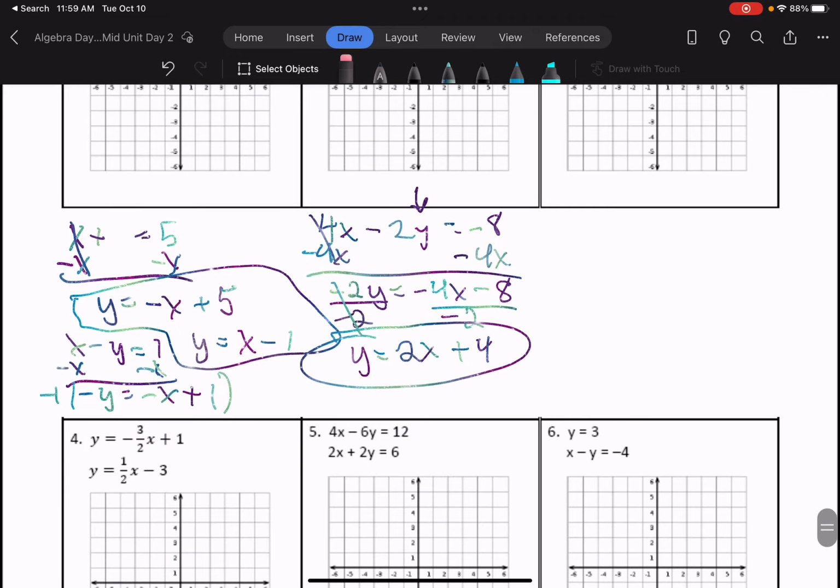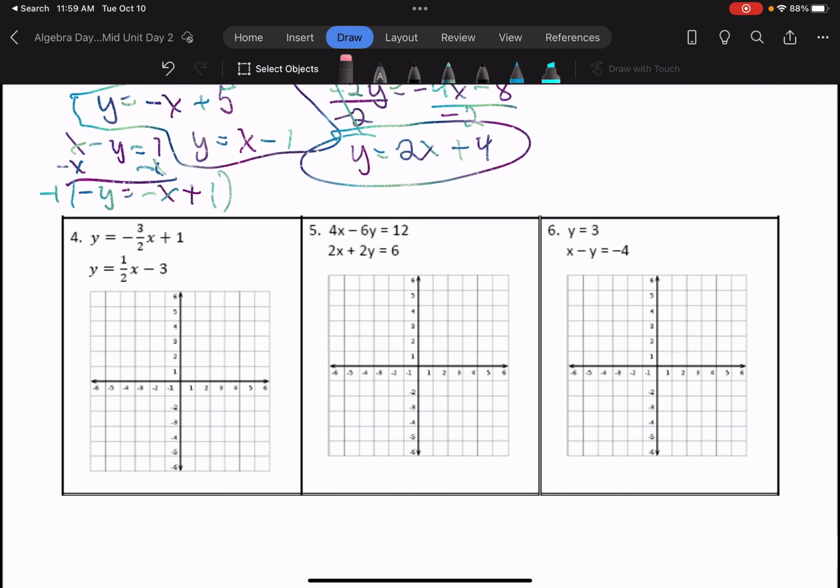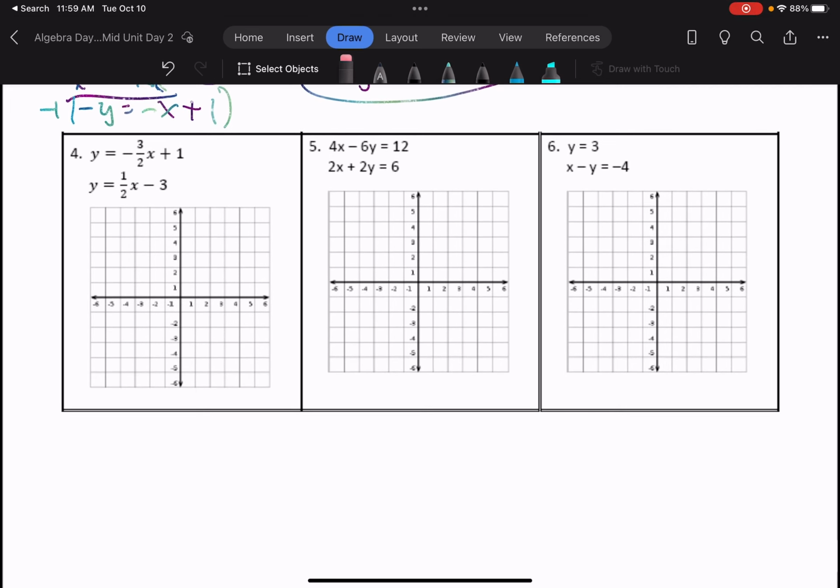Let's look down below. Number 4 is also already in slope-intercept form. The thing about this one is that you have fractions, right? And they left them as fractions because this gives you a slope of negative 3 over 2. It tells you how far up and down you're going and side to side you're going. Again, that's something you can do. It's already in slope-intercept form. Let's try number 5, though.